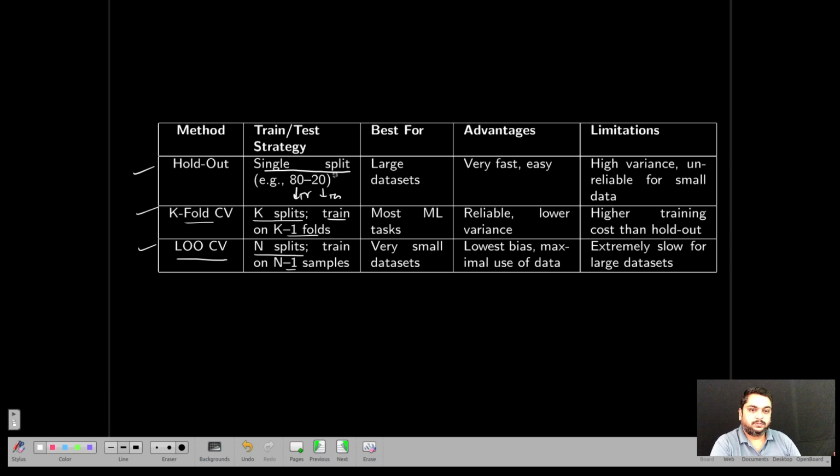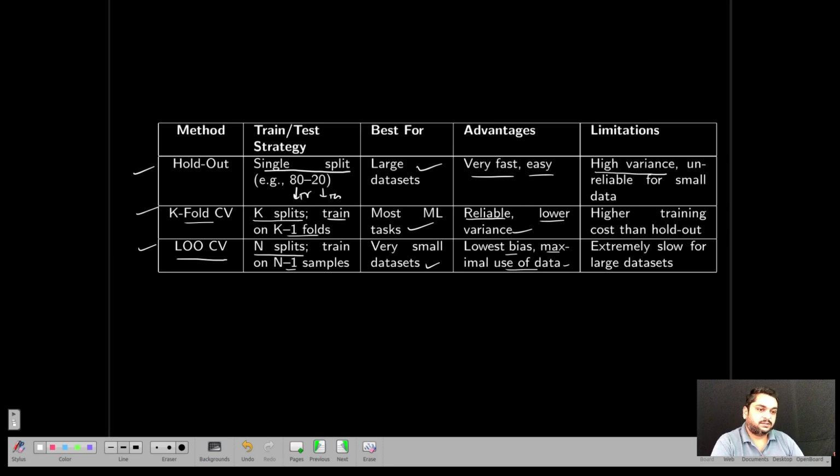Hold out, you will take out randomly 80%, so it's good for large data sets. K fold, most machine learning tasks use it. Leave one out is good for very small data sets because the cost is very high here. What are the advantages? Hold out is very fast and easy. K fold is reliable with lower variance. This is what we use mostly for all the models. Leave one out has lowest bias and maximal use of data.